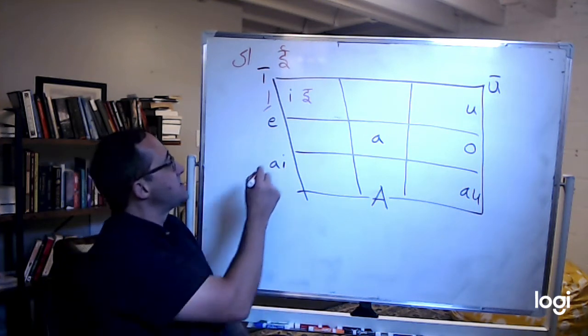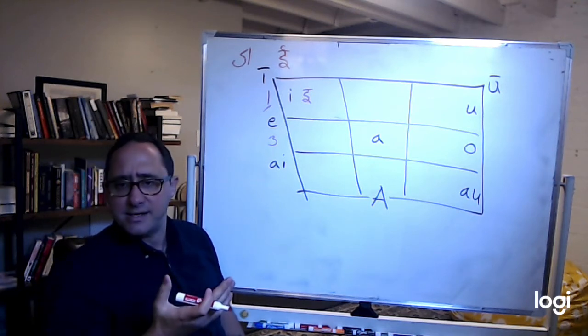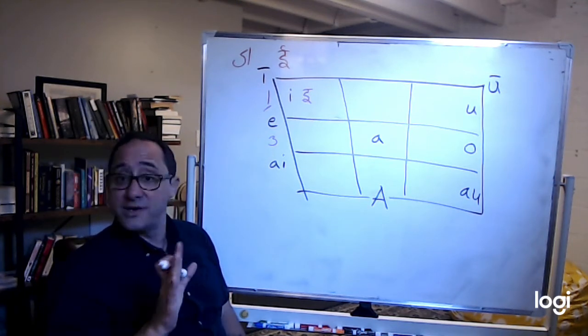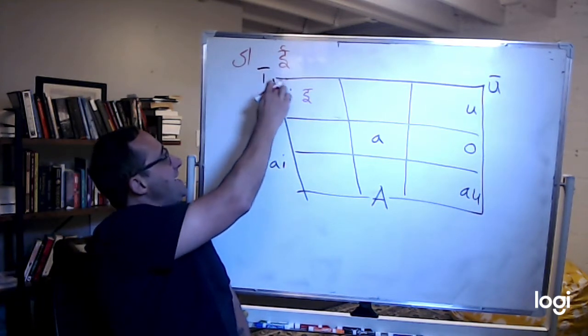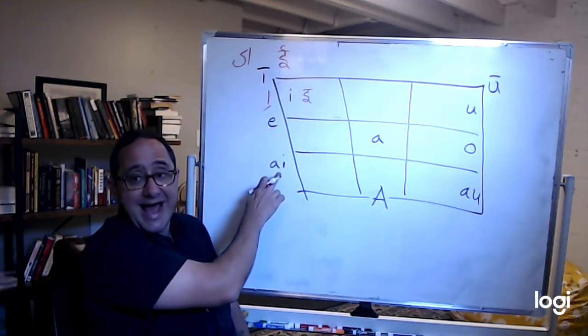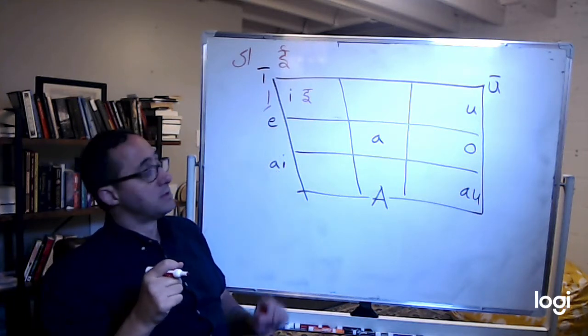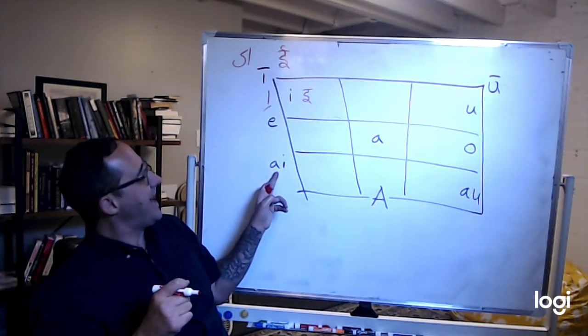Then we go down to A. In English, we have the sound in bet, thread. We don't have that sound in Hindi. We have E, I, A. We skip that one and we go down to A in Hindi and Urdu. Okay? So E, I, A.